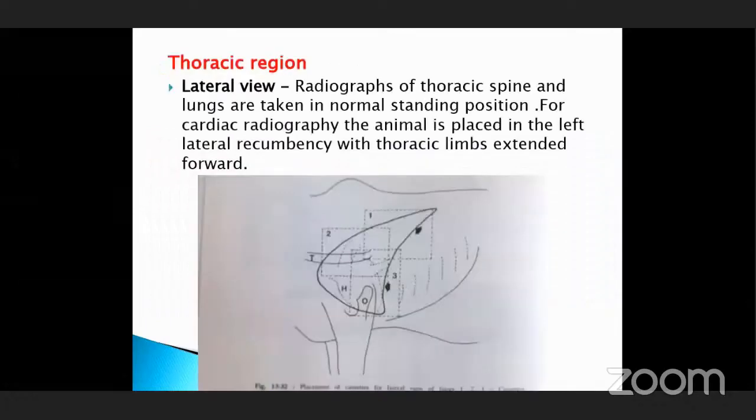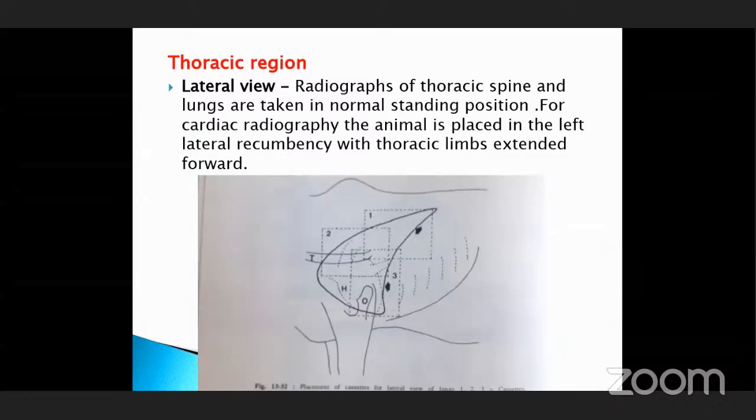Now, in thoracic region, generally to radiograph a complete lung, we need 4 radiographs: in the craniodorsal portion, the caudodorsal portion, the cranioventral portion, as well as the caudoventral portion. But generally, we take only 3 radiographs, craniodorsal, caudodorsal, and the ventral portion, which completes the lung in the thoracic cavity. The radiographs of thoracic spine and lungs are taken in normal standing position.